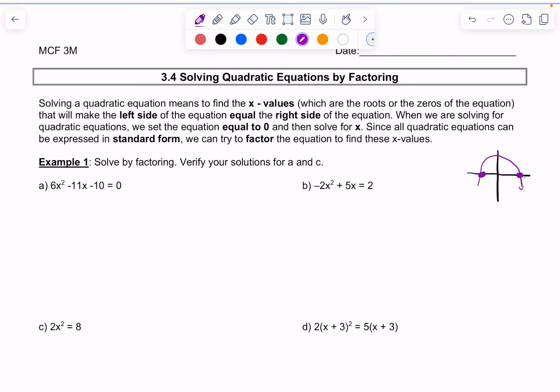All right. And at those points right there, the y value is 0. So what this paragraph is telling you is that you set the y to 0, and you solve for the x values that would make y 0. How do you solve? You solve by factoring.